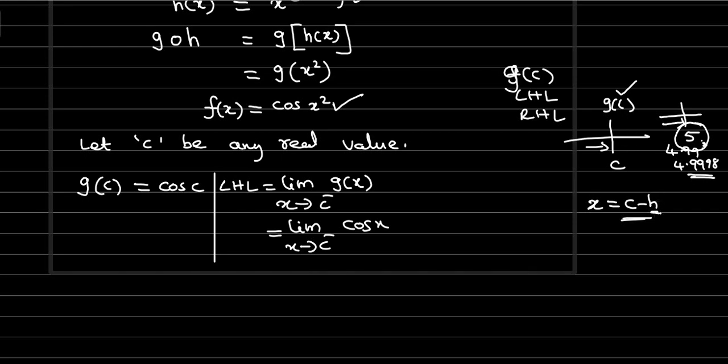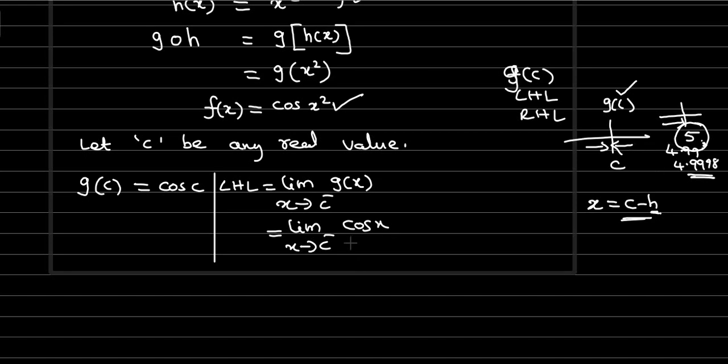In case I am taking the right hand side, the right hand side close values are greater than c, approximately c, but those are greater than c. So while finding the right hand limit, I am going to make a substitution x as c plus h. This is only for trigonometric functions.